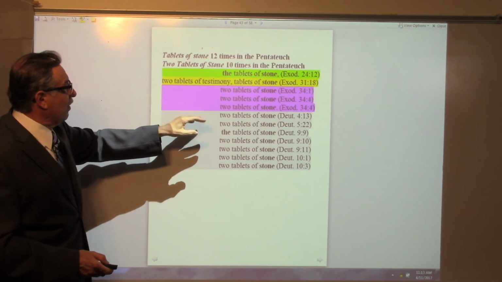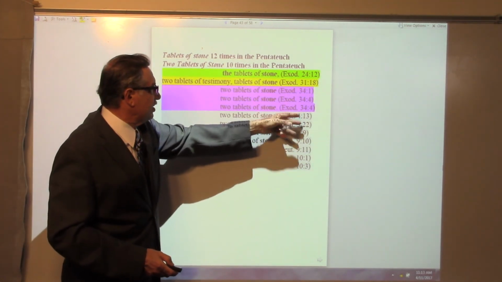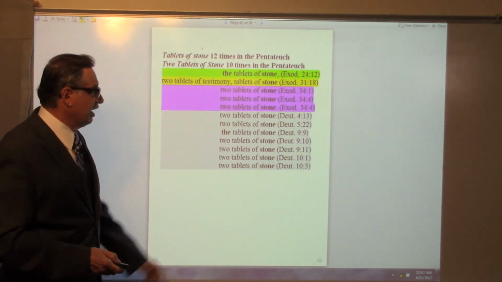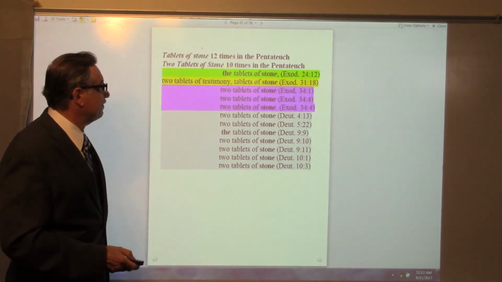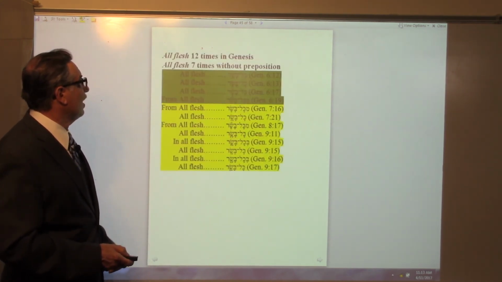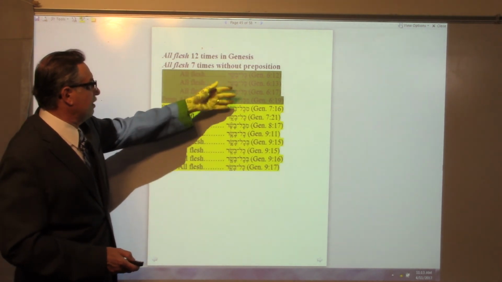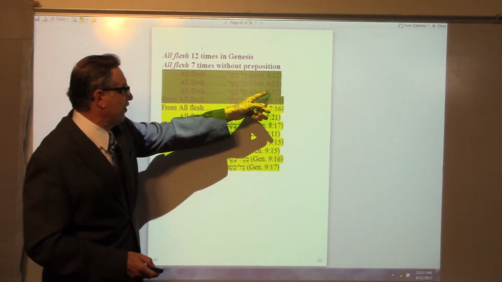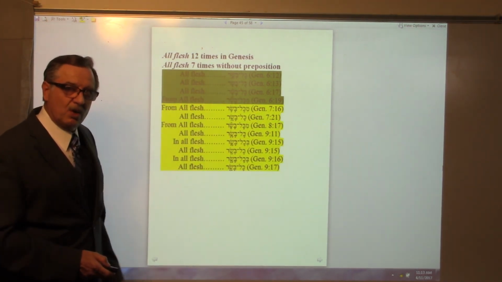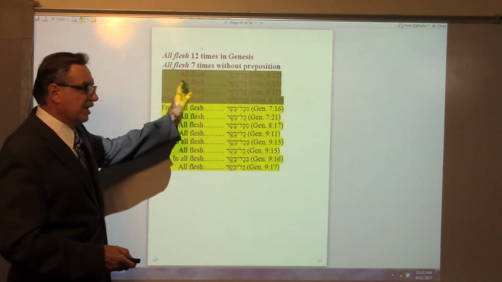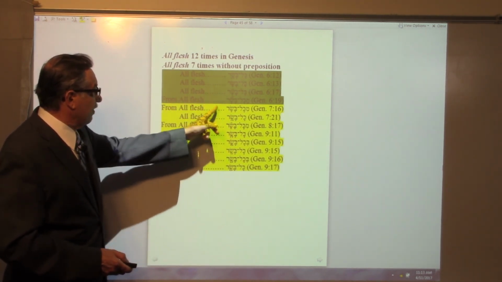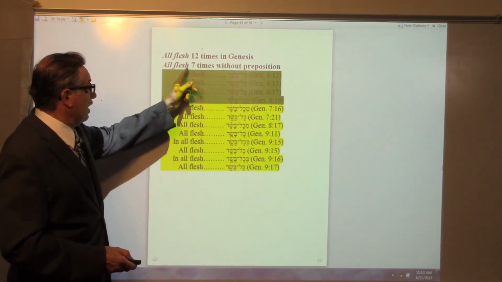And now here we see we have 5 in Exodus, and then 7 more in Deuteronomy. There's the Hebrew. All flesh, 12 times. There's this color of Genesis 6, 12, 13, 17, and 19 that is missing from Friedman's division of the text. And then there are the others here to make up a complete 12.